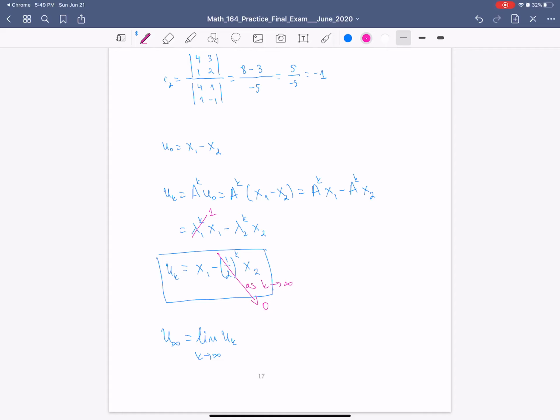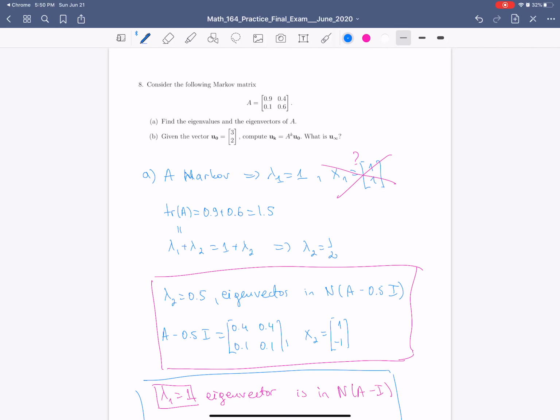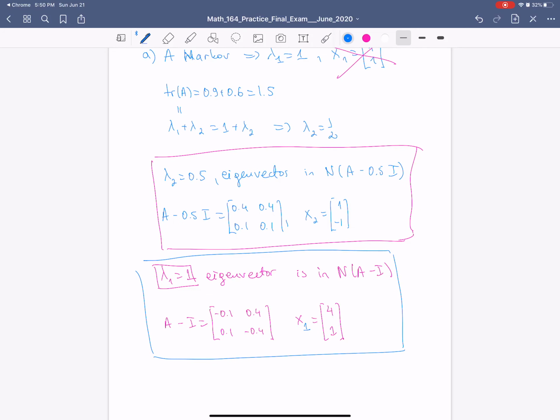So the limit of uk is simply x1. That's all it is. And x1 had components 4, 1. So if I start this Markov matrix with the vector 3, 2, and I apply A over and over and over again, all I'm going to get is this vector x1 with components 4, 1, which is one of the stationary directions that don't change under applications of the matrix A.